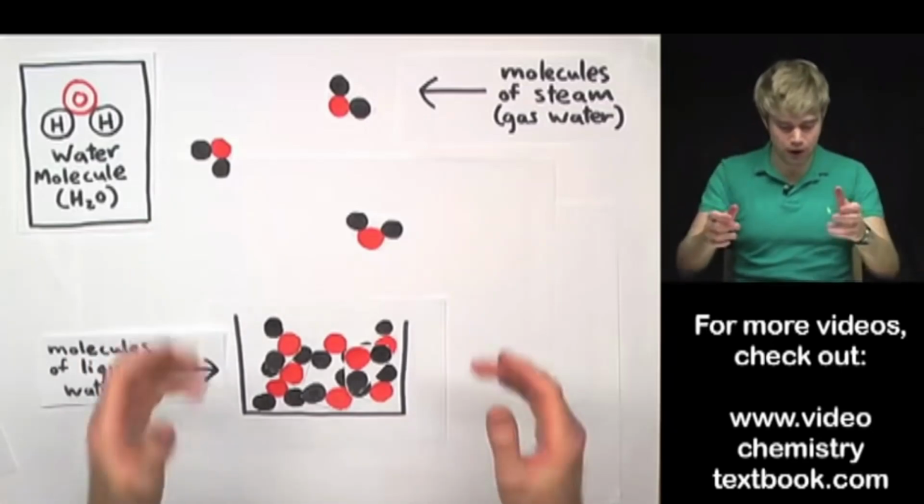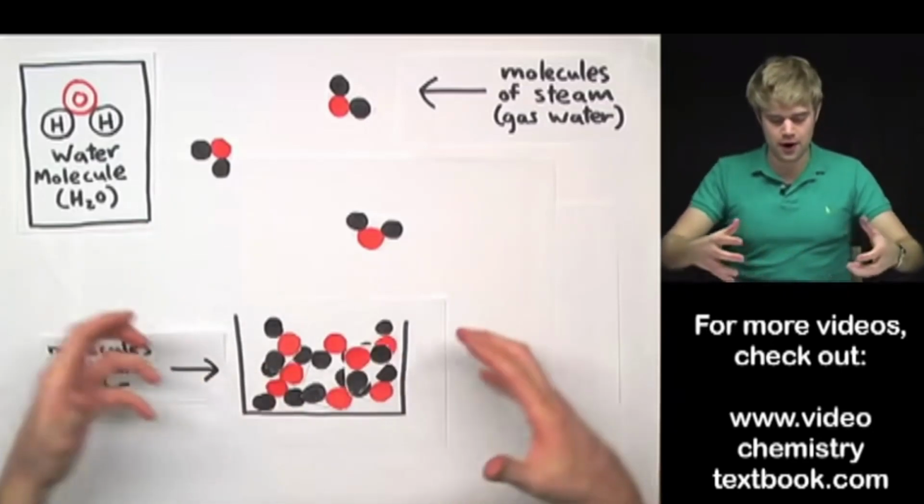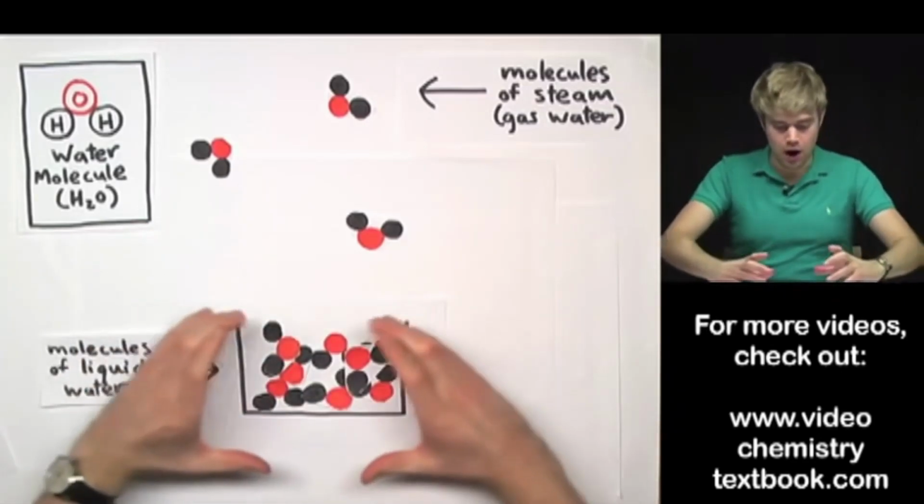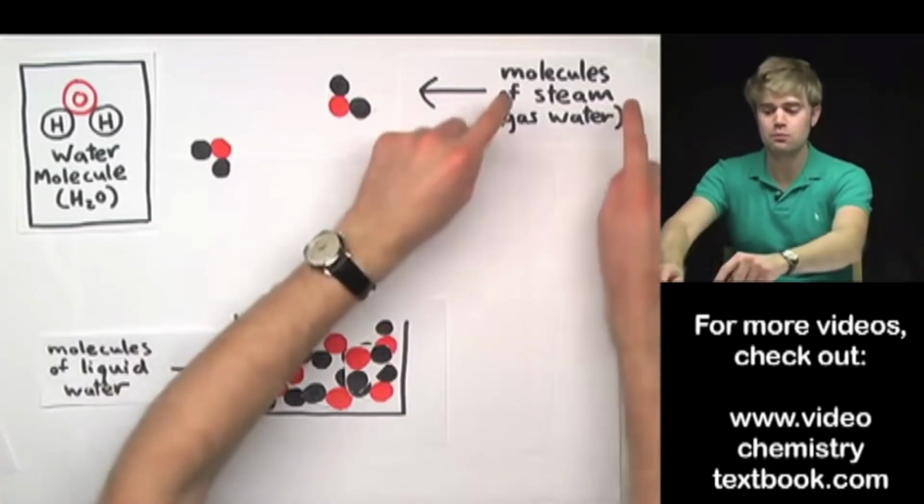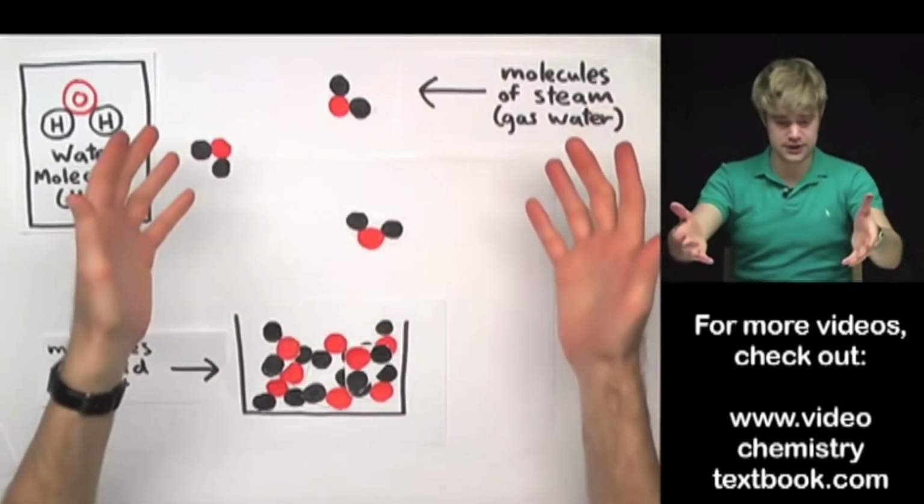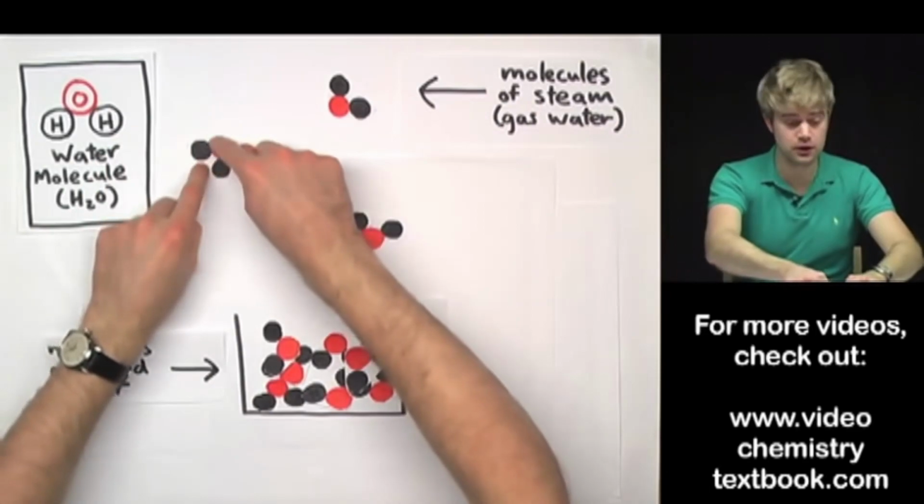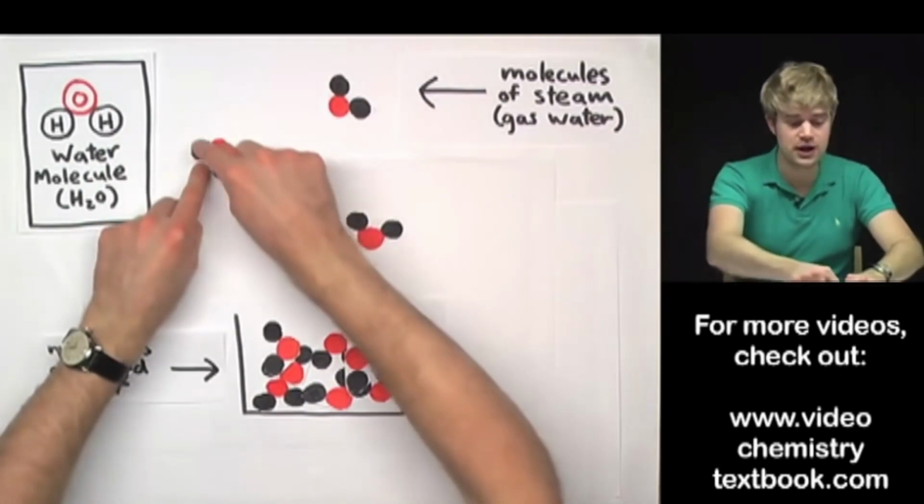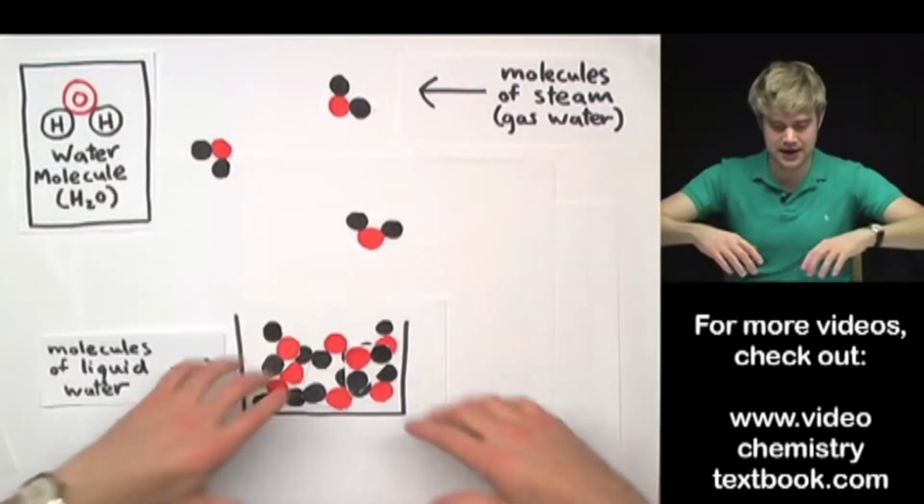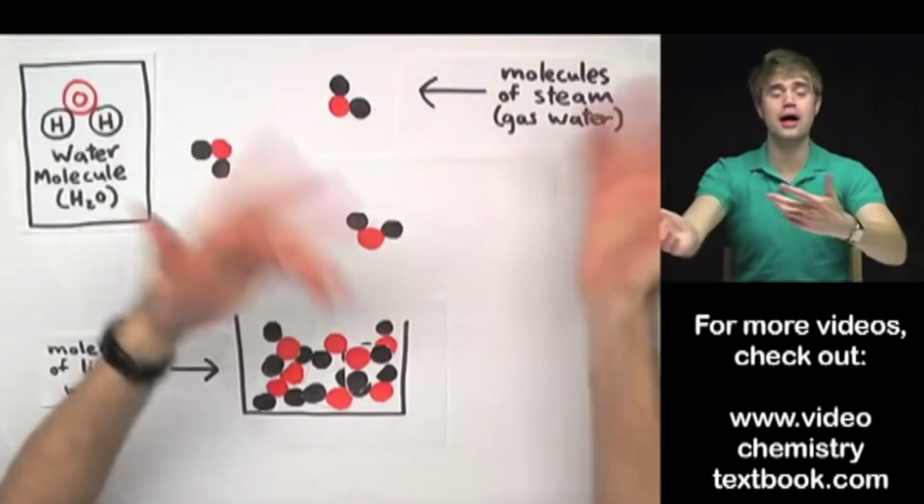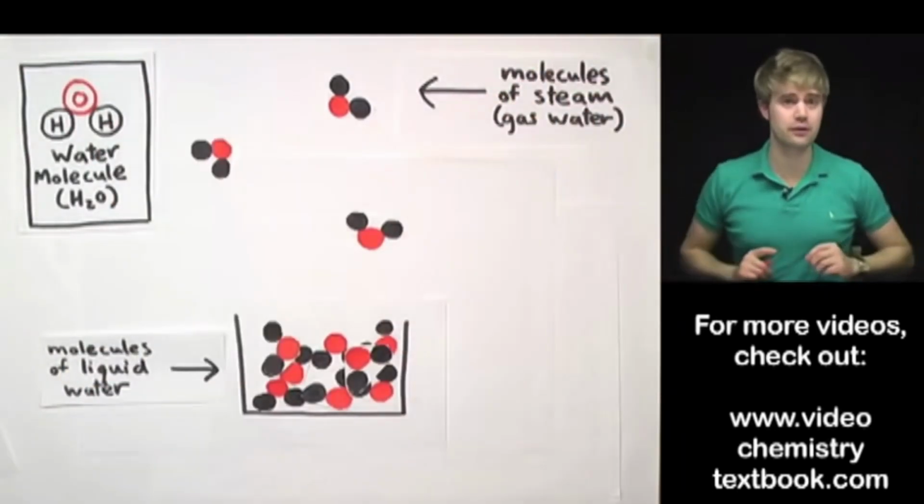So here's the main point. When they're liquid water, the molecules, H2O, are packed really close together. When they're gas water, or steam, they're still molecules of water, 1 oxygen and 2 hydrogens. It's just that now they're not as densely packed and they're flying around in the air above the liquid.